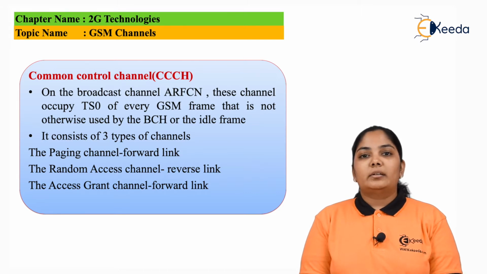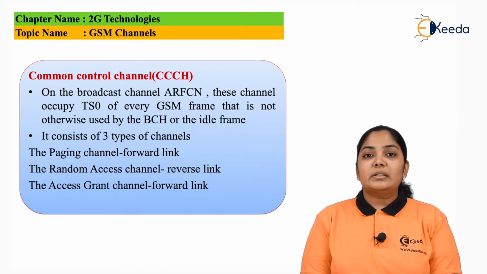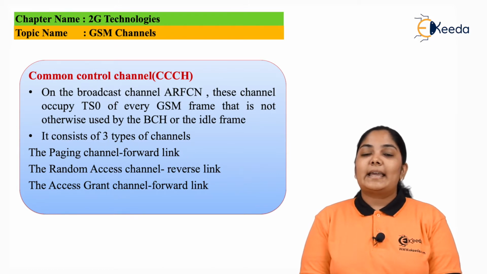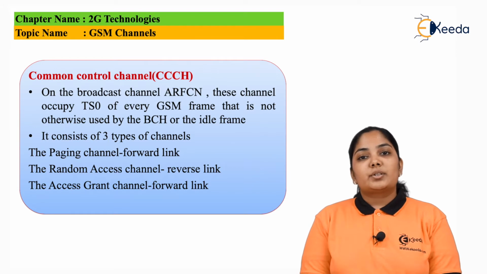The common control channels are of 3 types. The first one is the paging channel, which is a forward link channel, means it is from the base station to the mobile station, used for paging. The second one is a random access channel, which is a reverse link channel which is used from the mobile station to the base station. The third type of the channel is the access grant channel, which is on the forward link, means from the base station to the mobile station.